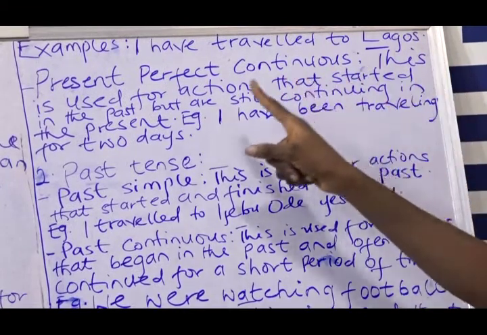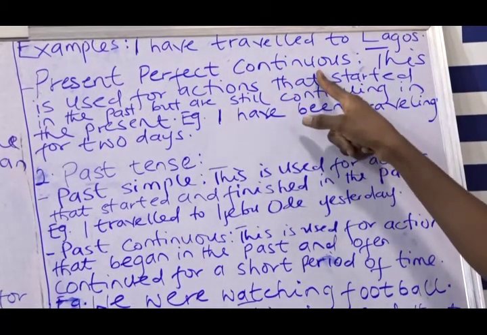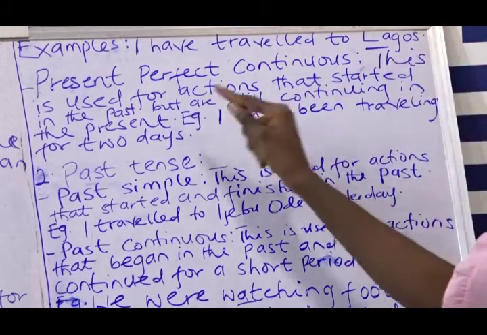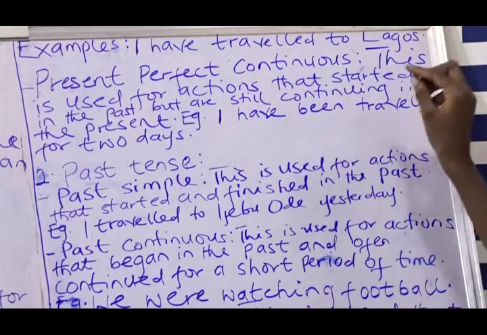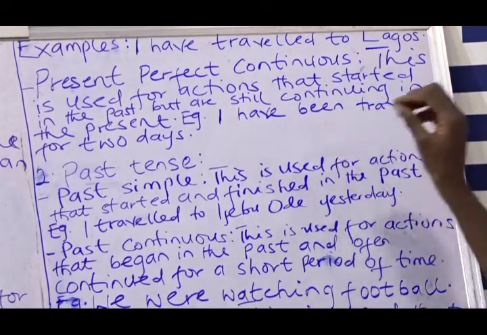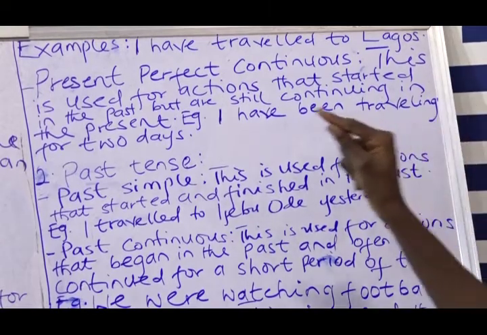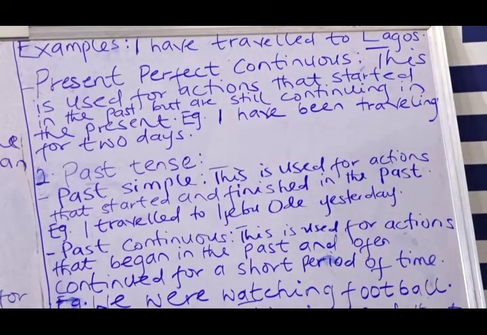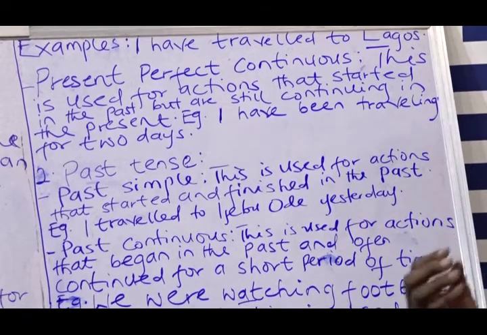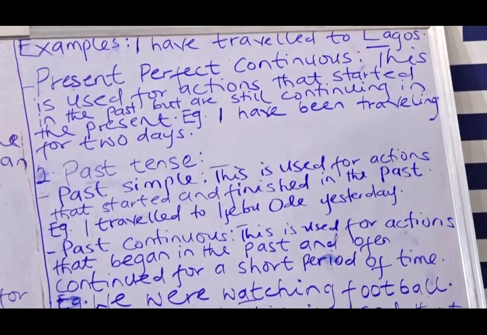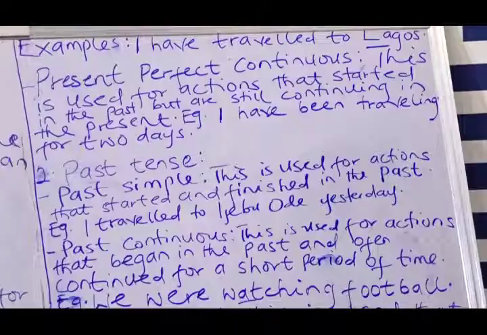Now, the present perfect continuous. This is used for actions that started in the past but are still continuing in the present. Maybe something you started yesterday. You started cooking yesterday, but you have not finished in the present. So you can say, I have been cooking since yesterday.